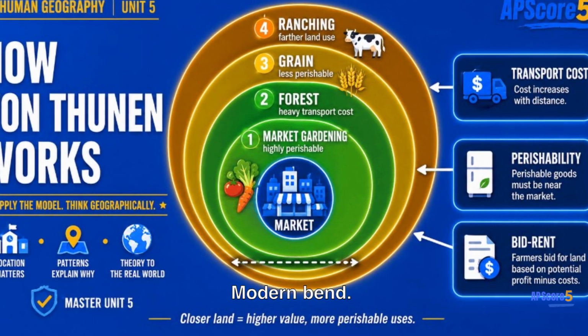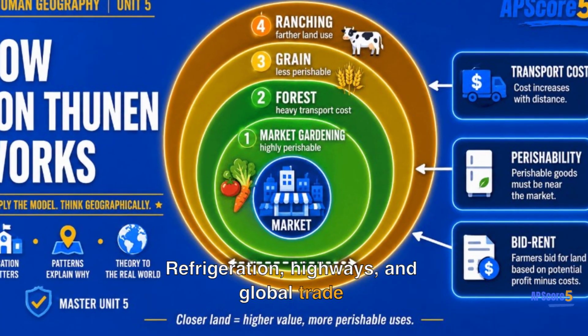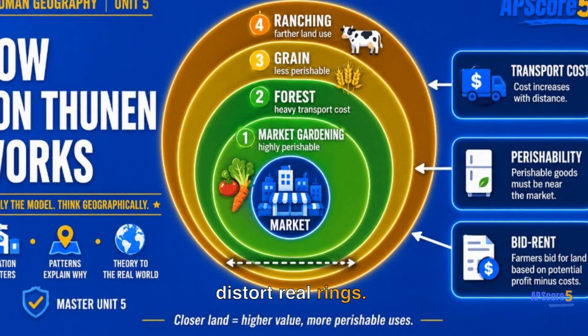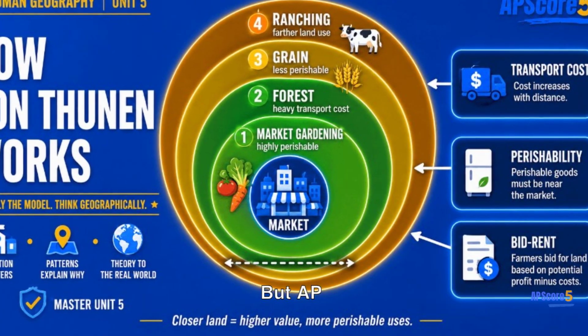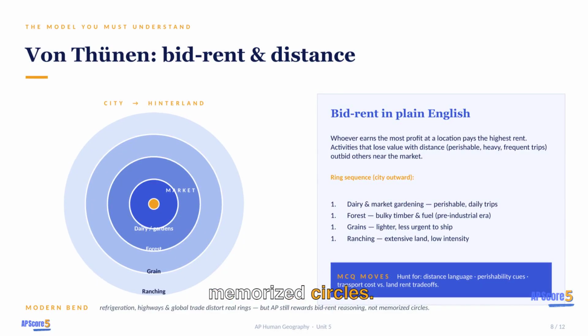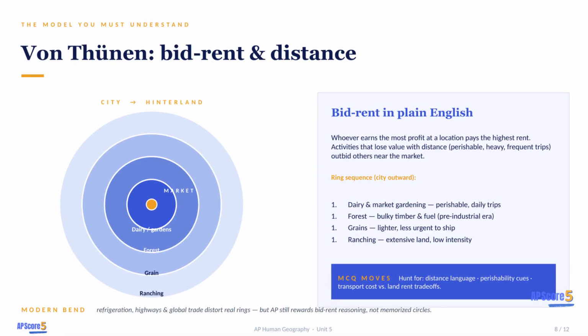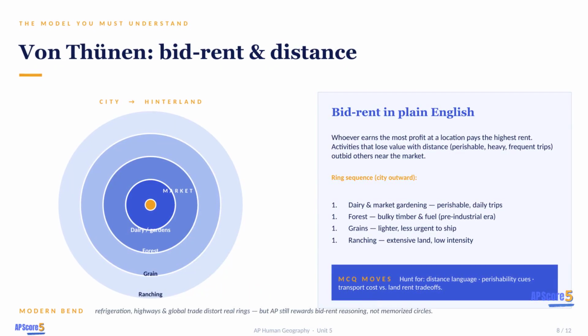Modern bend. Refrigeration, highways, and global trade distort real rings. But AP still rewards bid-rent reasoning, not memorized circles. 8 regions to recognize. Shifting cultivation.